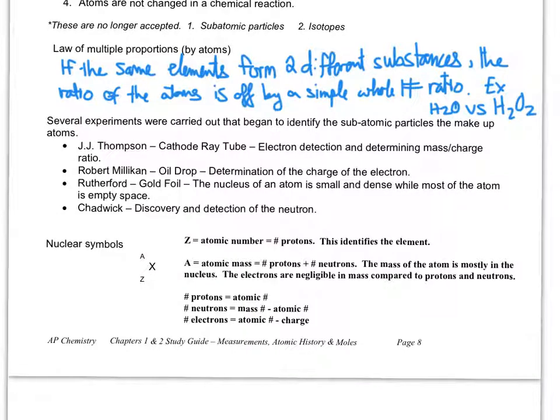So if it doesn't have a charge, then it's just the atomic number, which makes sense. If it's neutral, that means the protons, which are positive, are equal to the electrons, which are negative. If it does have a charge, then you subtract the charge from the atomic number to get the electrons.